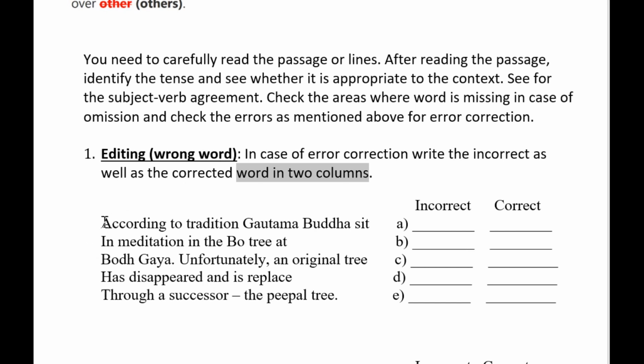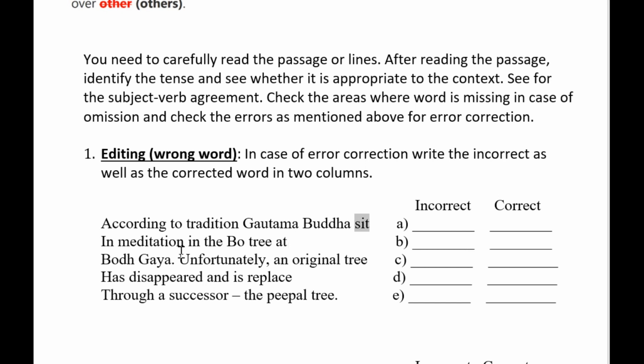Now reading the first line, which says, according to tradition, Gautam Buddha said. Now let me tell you, students, traditions are something which are not made or born in a second. Traditions are usually followed from a long time, isn't it? So when we talk about tradition, will it be present tense or will it be past tense? You guessed it right. It is past tense. So here, will the form of verb be appropriate? I don't think so. Will you?